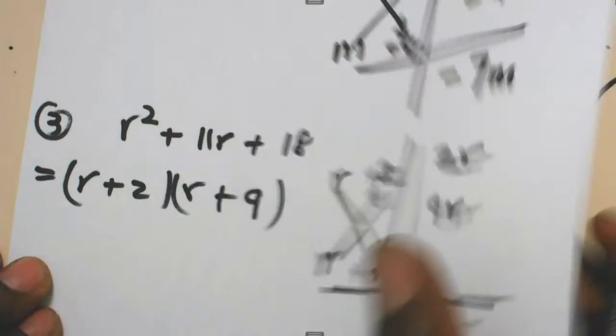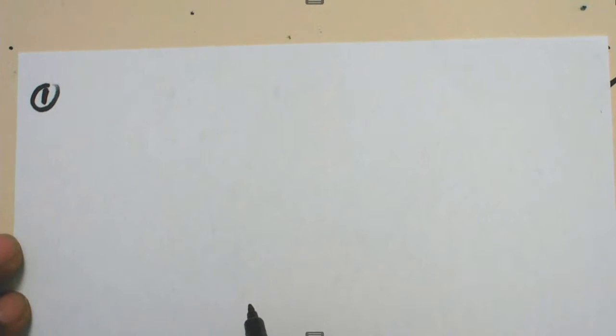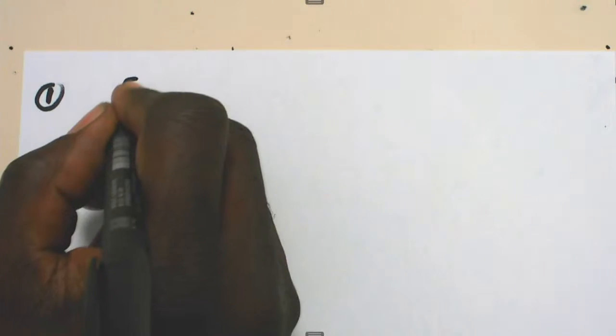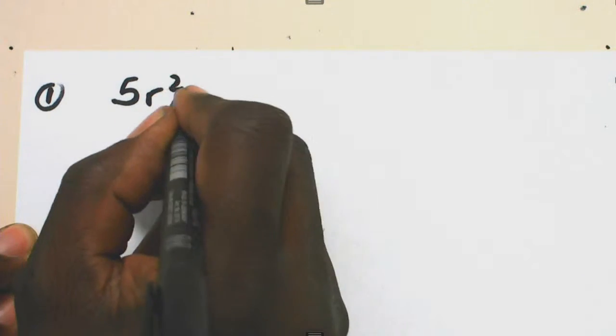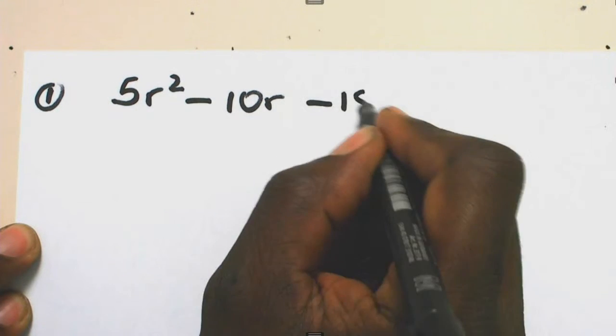Now, lastly, maybe I remember, well, I didn't give you the homework of taking out a common factor. Okay, lastly is the one of, let's check. Yes, this one of taking out a common factor. First, the first one, where we have a trinomial with the common factor as 5, is 5r squared minus 10r minus 15.